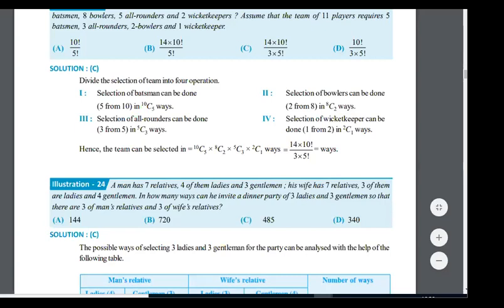See question number 23. So we have 8 bowlers, right? Write down the information. 8 bowlers, 5 all-rounders, 2 wicket keepers. Now, out of this, you have to choose 11 players, in which 5 batsmen, 3 all-rounders, 2 bowlers and 1 wicket keeper. So tell me this: all-rounders and wicket keepers, bowlers. Okay, sorry, there is something which is missing, I guess.